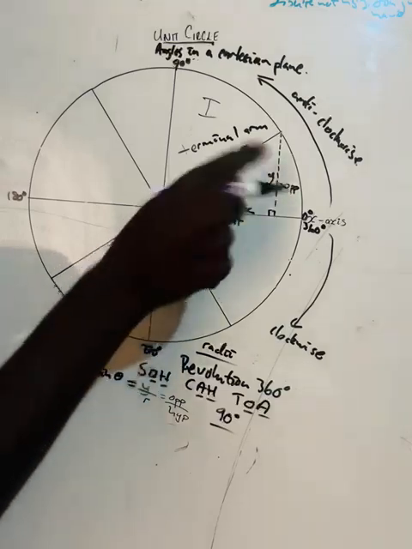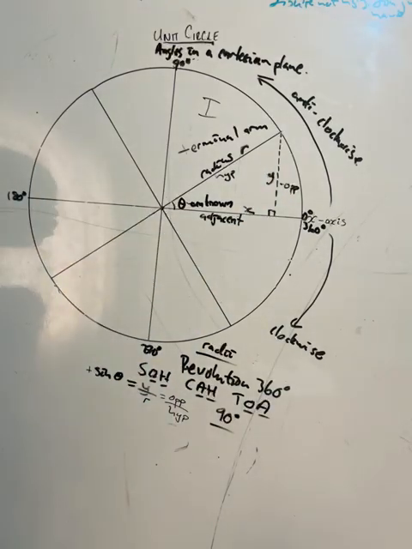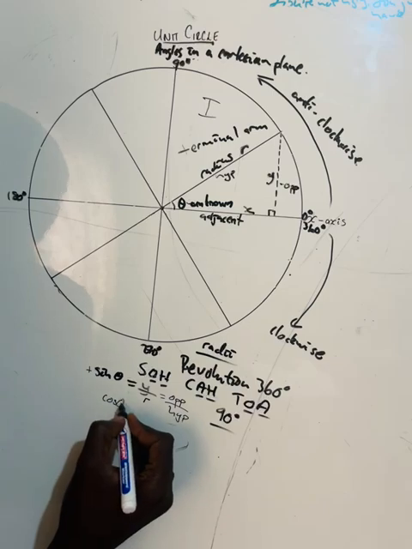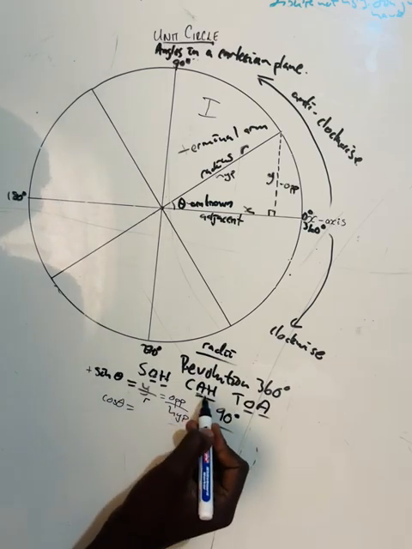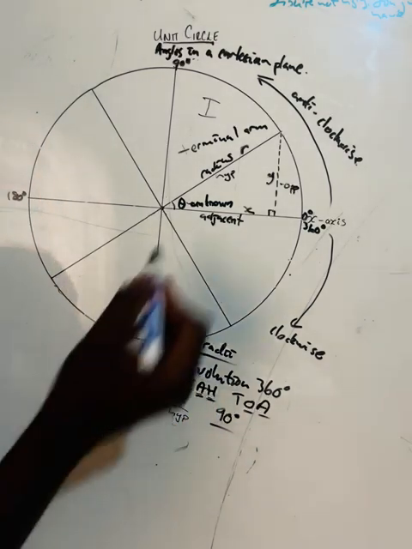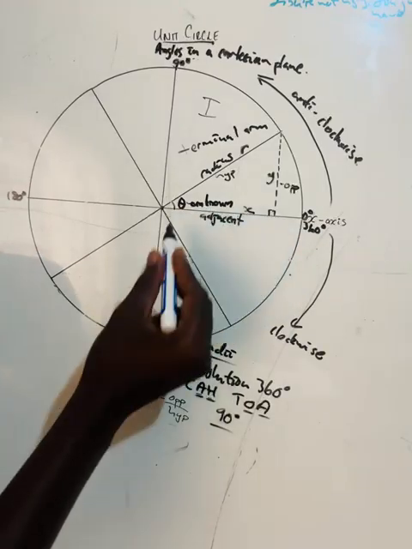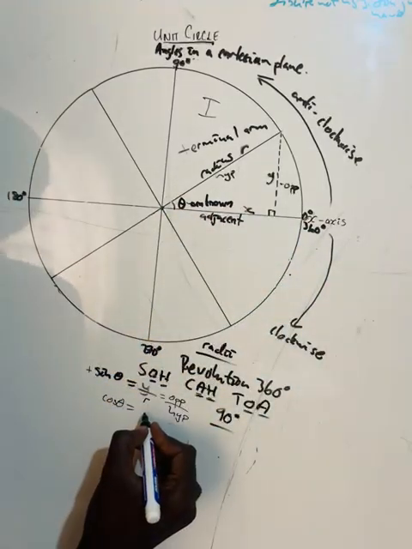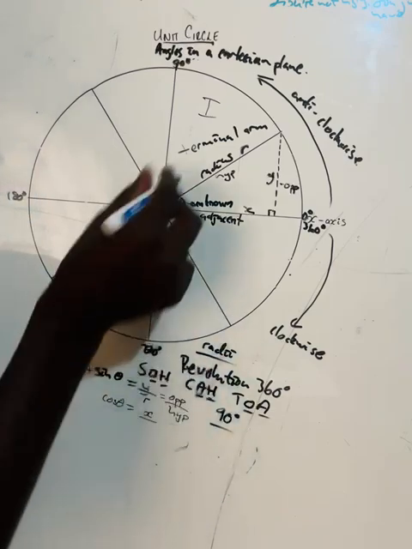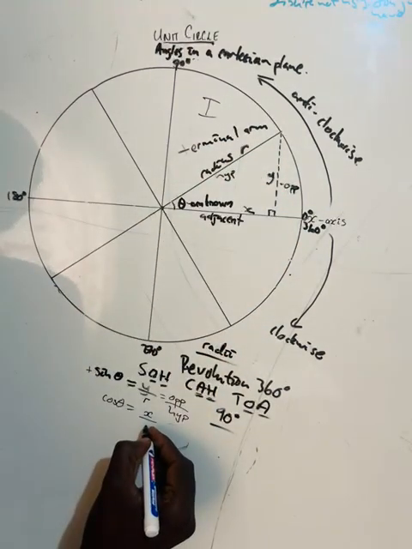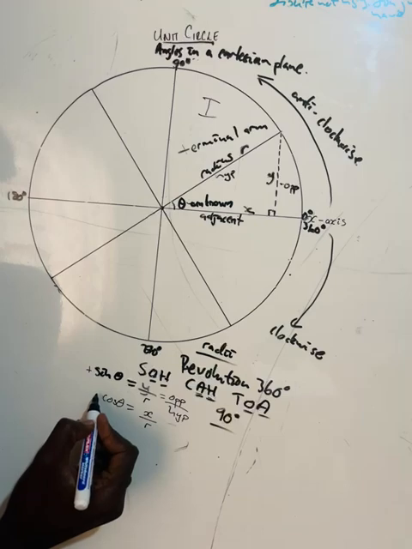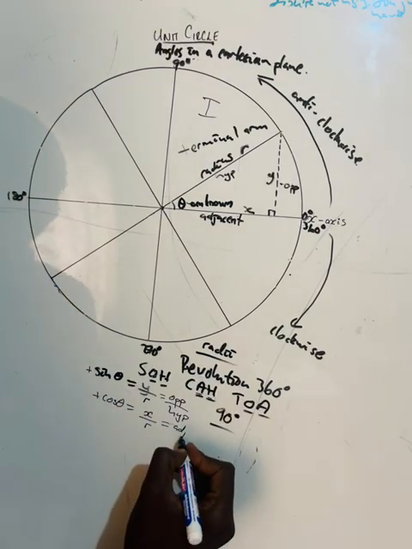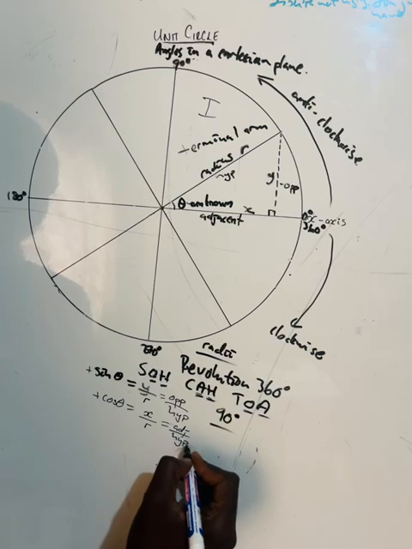Now that we have dealt with sin theta, we must look at cos theta. Cos theta is equal to adjacent over hypotenuse. Where is the adjacent? This is the x-axis, and from here going that side, it's positive. So we write a positive x over our hypotenuse, which is r. It's also positive, which means we have got a positive cos theta. Remember, it's adjacent over hypotenuse.